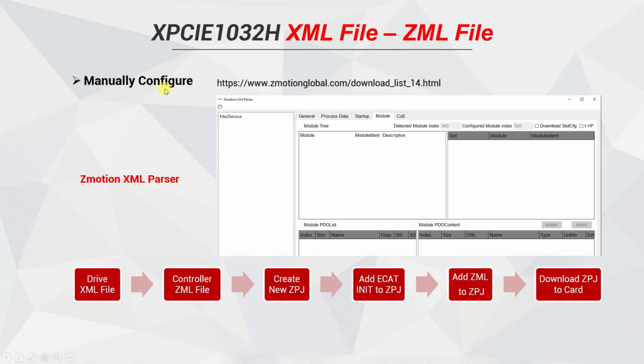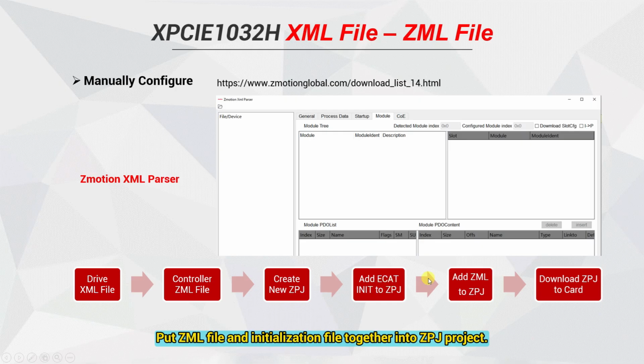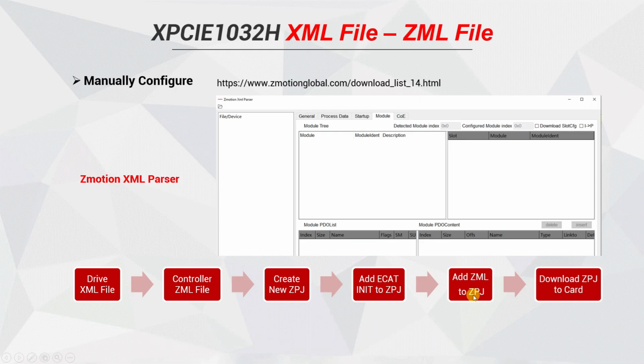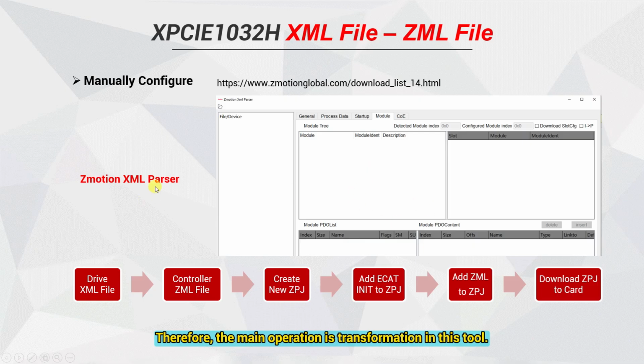It is easy, because Zmotion has a specified tool. You can download it from the website. Then, import the XML file in the parsing tool, and the corresponding ZML file can be exported. After getting the ZML file, put the ZML file and initialization file together into the ZPJ project. Therefore, the main operation is the transformation in this tool.